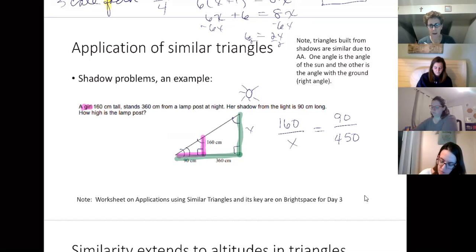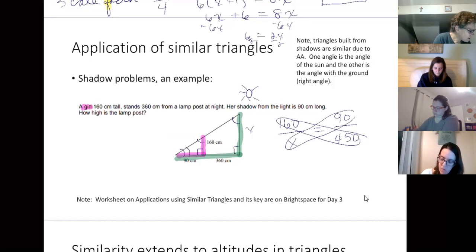And sometimes you've got to go over this a couple of times. But then once they kind of start seeing, oh yeah, the lamp's shadow really merges with the girl's shadow. That's kind of a concept to understand. Then you get your proportions and you're going to do your cross products. And I believe what I got was that x equaled 800 and that my scale factor, small to big, was 1/5. So that's how you do those shadow problems.